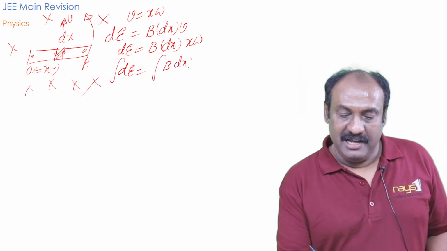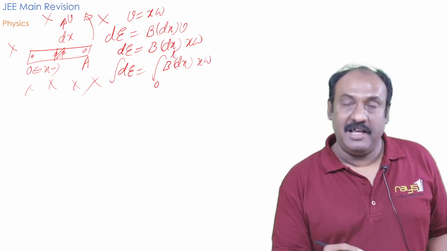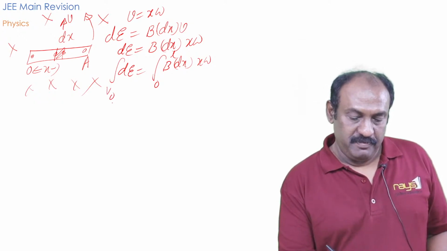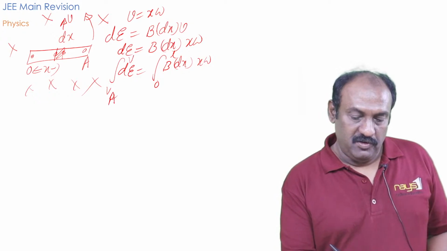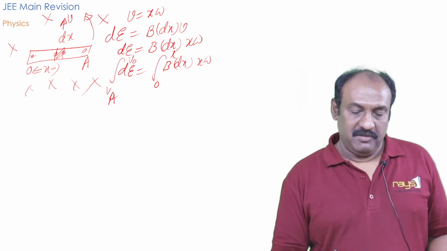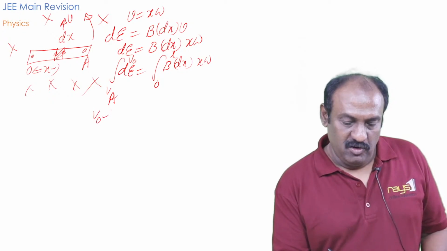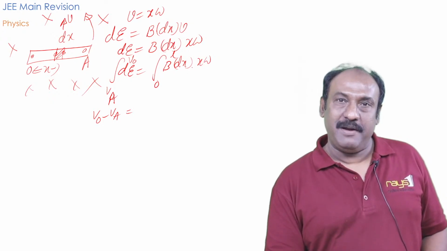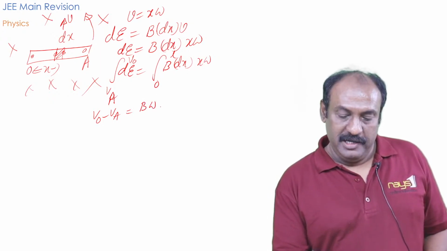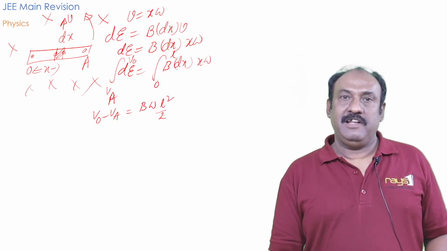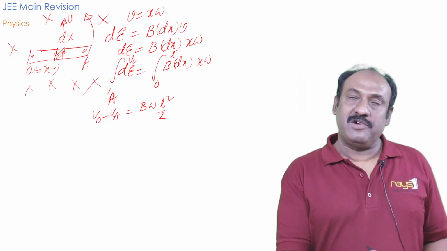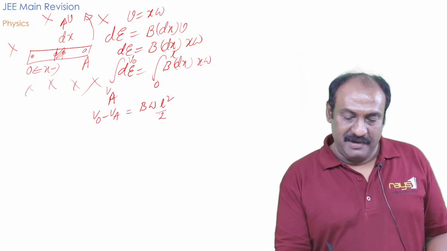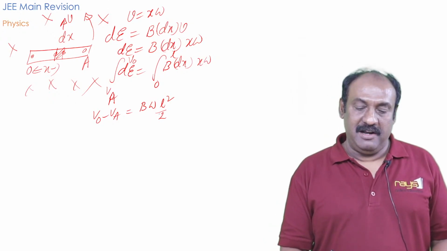So B into dx into x omega within the limits 0 to L. So from this, here it is V0 to VA, VA to V0. Okay, so from this, V0 minus VA is equal to B omega into, for x integration, x square by 2. Therefore, it is B omega into L square by 2. So it is the potential difference between the center of rotation to the edge of the rotating rod in a magnetic field directed into the plane of the paper. That is half B omega L square.